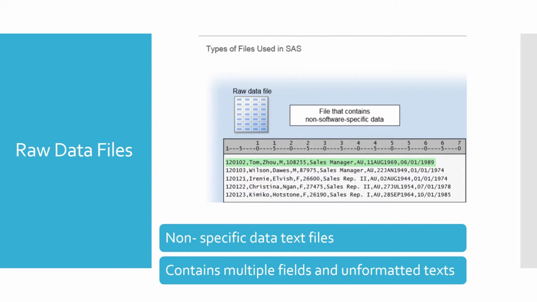The first example here is raw data files. Here's an example of non-specific data text files. It contains multiple fields and unformatted text. Now these fields are separated by commas, which are numbers, and then you have first name, last name, middle initial, etc. So these are files that contain non-software specific data.